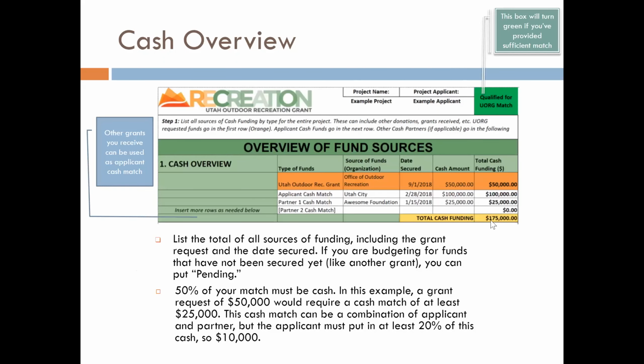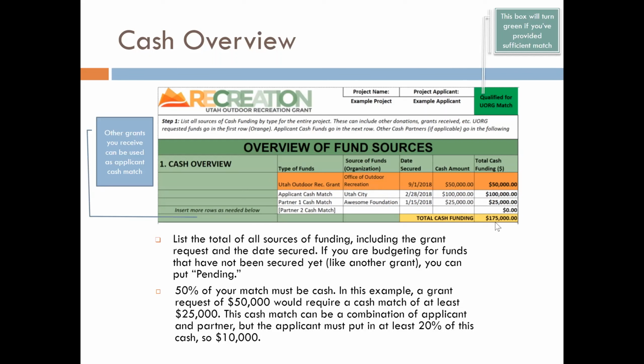For Section 1, Cash Overview, we'll list all sources of cash funding by type for the entire project. Here we can see the type of funds. We have a grant, we have the applicant cash, and partner cash. For source of funds, in this case, we have the Office of Outdoor Recreation providing this grant. We have the applicant and a partner. Please place the date secured for these funds. If the funding is still unsecured, like if you're waiting for a grant, you can go ahead and put pending there. Add up the cash totals and you'll have your total cash funding.